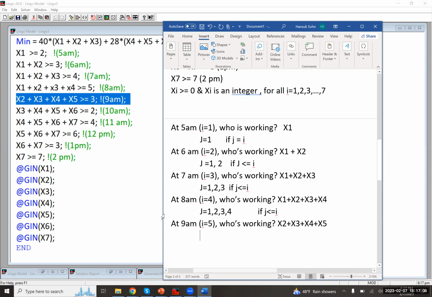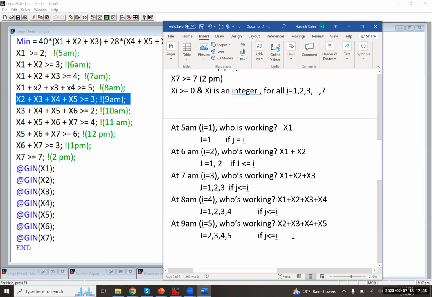Now, with this condition, the current value of I is 5. So if we use j is less than or equal to I, then we're going to have 5 different values. However, at 9 a.m., x1 people don't work anymore. So we shouldn't include this, right? So how do you do that?